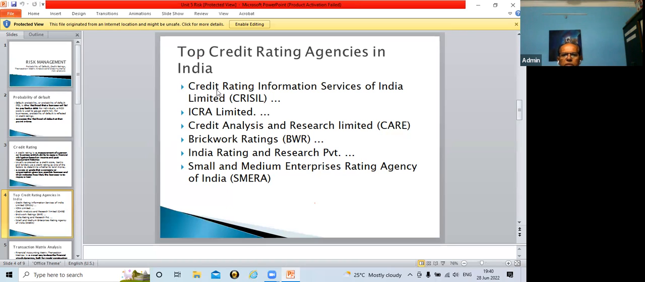But these first three companies, CRISIL, ICRA and CARE, are the top rating agencies we have in India. From the examination point of view, you may be asked a short note on credit rating agencies. If you are asked a question on credit rating agencies, please do mention the names of these companies: CRISIL, ICRA and CARE and BWR.